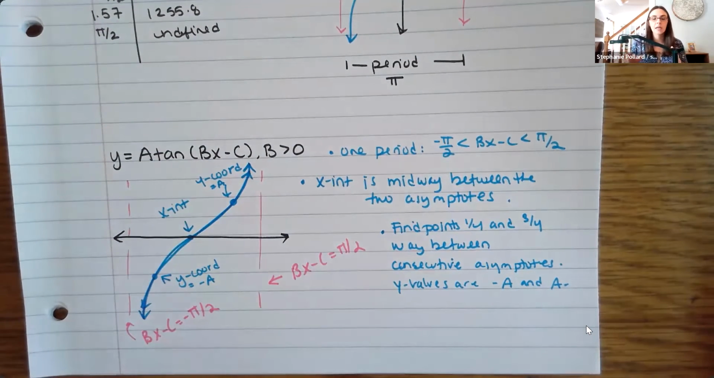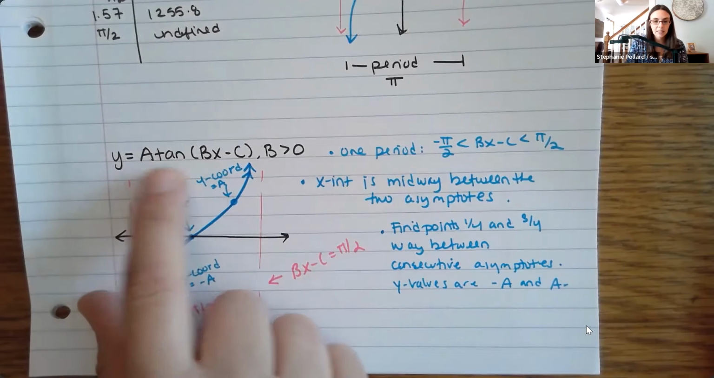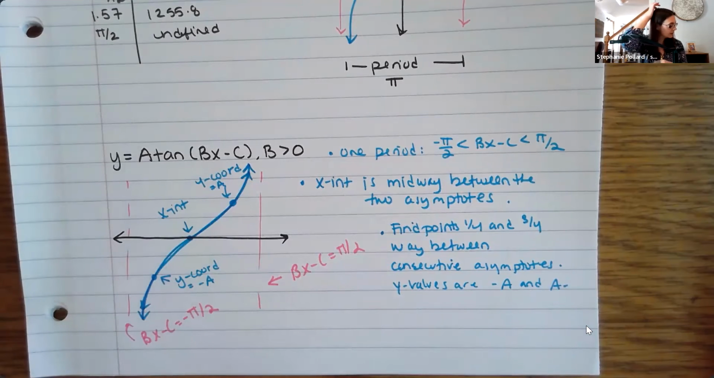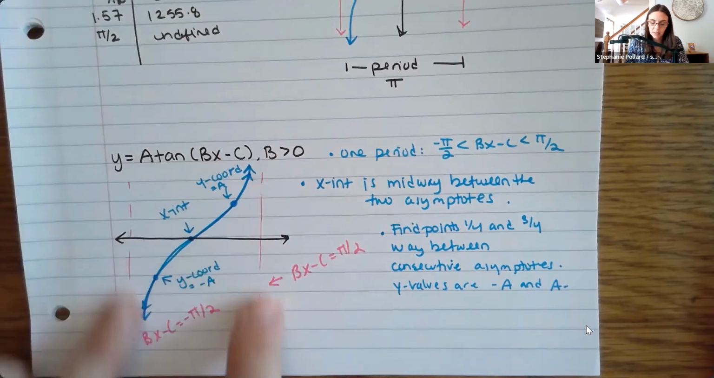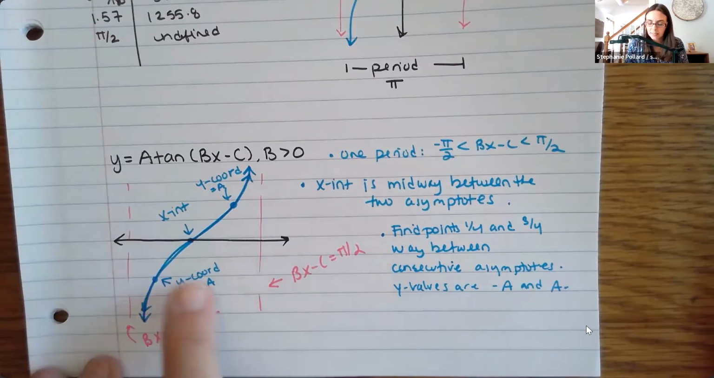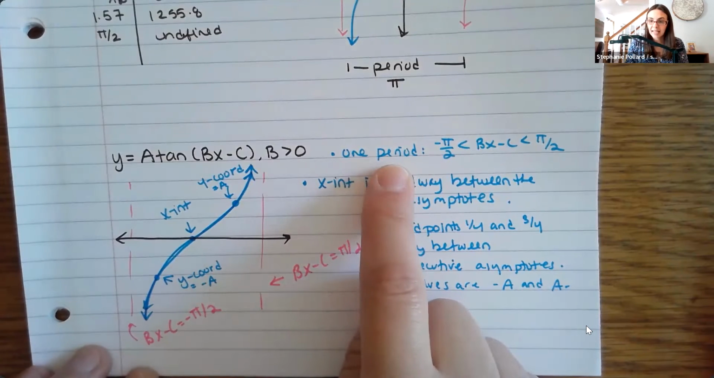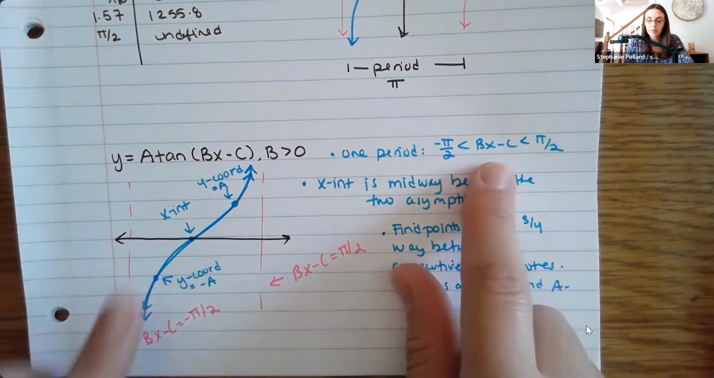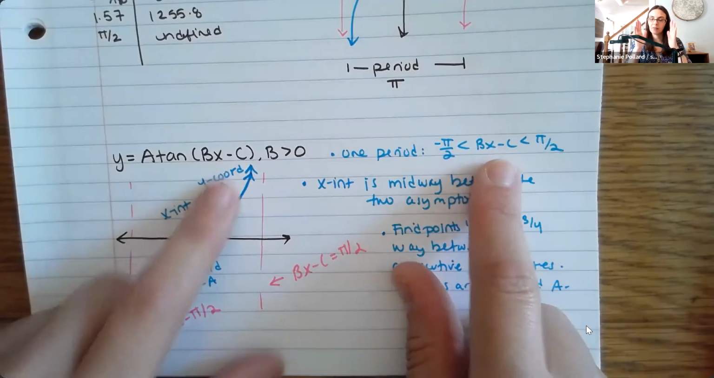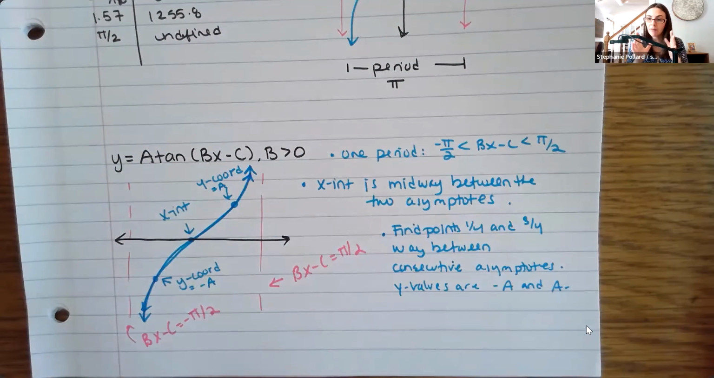And what happens is, there's a few key points here to keep in mind. So you have your same A, B, C that we're used to in this case. I'm not adding in the vertical shift at this point. And you have your vertical asymptotes here. I'm just kind of showing you one period. What happens is that one period of the tan function will lie between negative pi over 2 and pi over 2 for whatever bx minus c is. So that will kind of allow you to figure out where your cycle starts and ends on the graph. The period is still pi, but it may shift left or shift right or something like that.